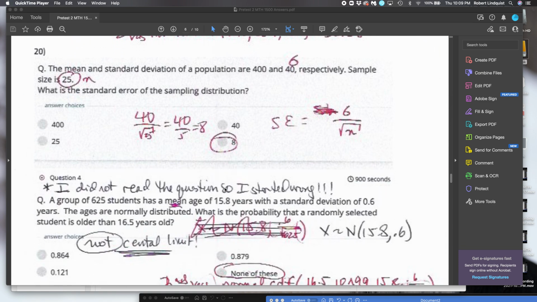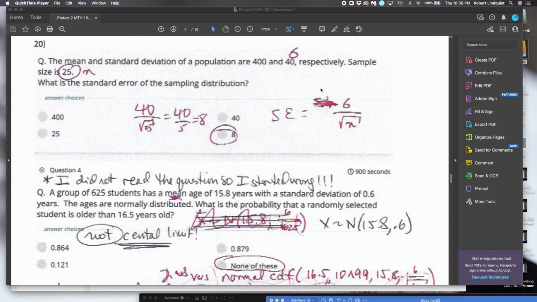The mean and the standard deviation of a population are 440 and 40 respectively. Sample size is 25. What's the standard error? Well, the standard error would be the standard deviation divided by the square root of 25. Standard deviation is 40. Divide that by the square root of 25, which is 5. 40 divided by 5, all of my work is right here, is 8.